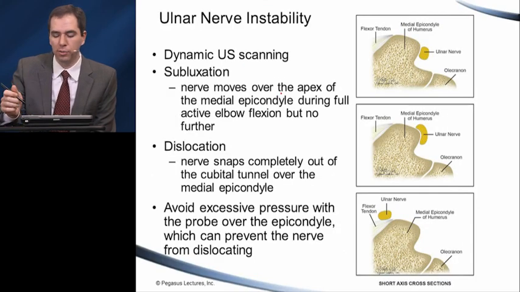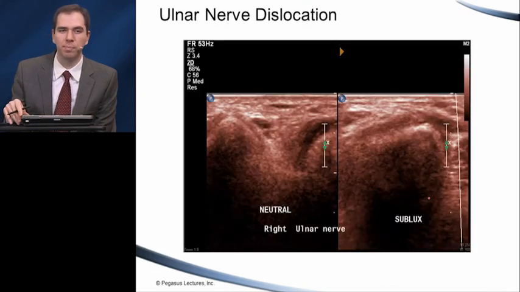So with dynamic ultrasound scanning, what we're looking for is whether the ulnar nerve subluxates or dislocates anterior to the medial epicondyle. With subluxation, the nerve moves out of normal position from the cubital tunnel, but there's no anterior dislocation in front of the medial epicondyle. With a dislocation, you have a complete motion of the ulnar nerve out of the normal groove in the cubital tunnel. In order to allow for maximal subluxation or dislocation, you should avoid pressing too hard with the transducer because the pressure could prevent the nerve from dislocating.